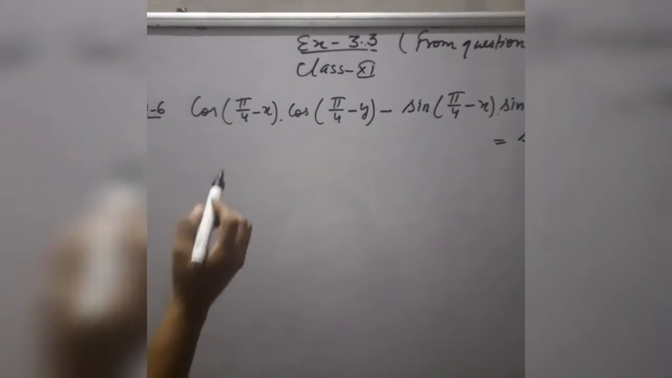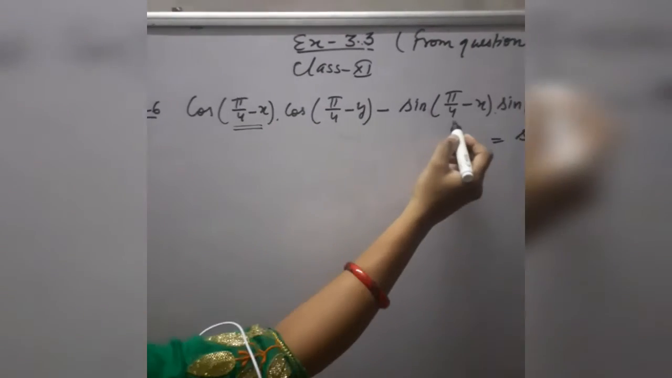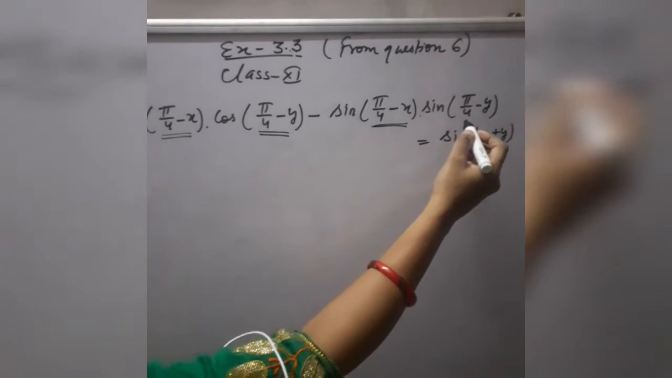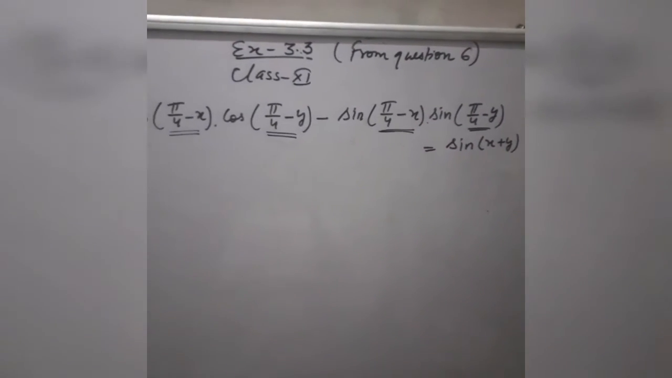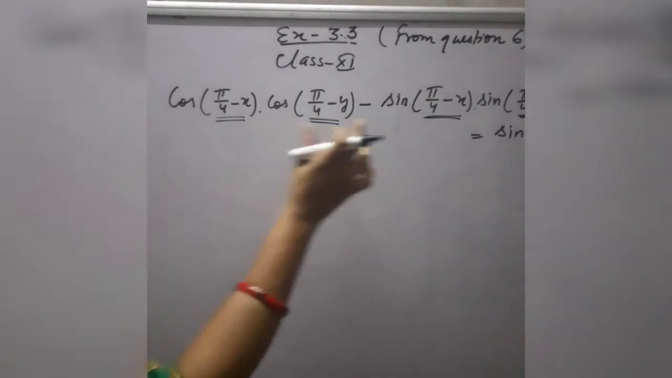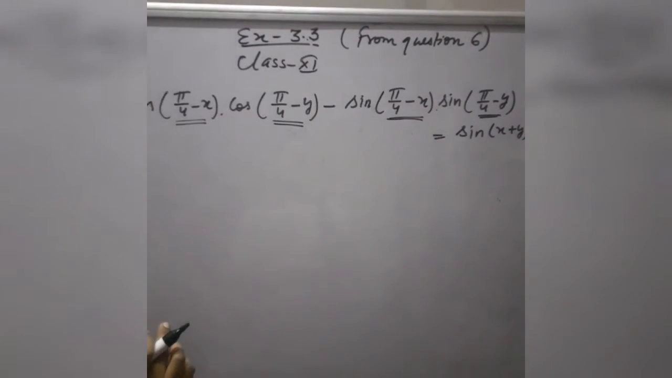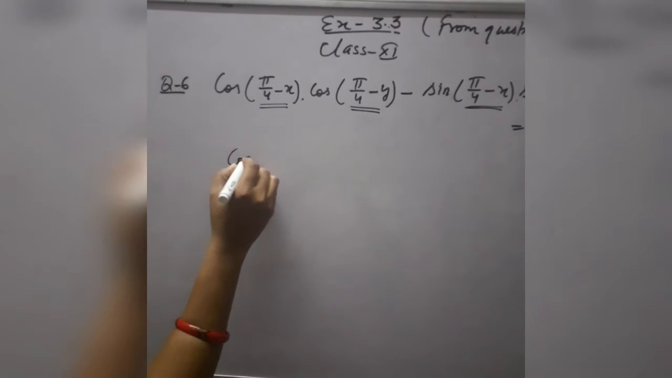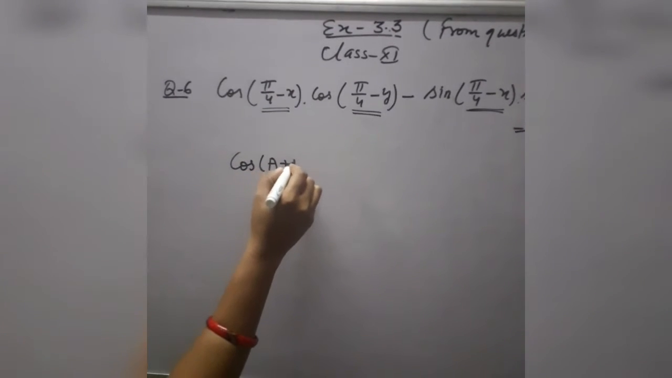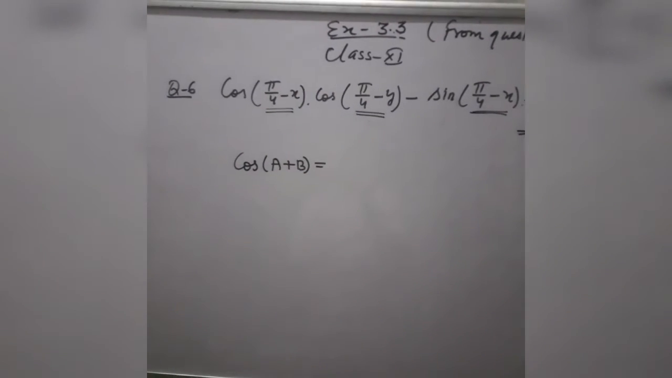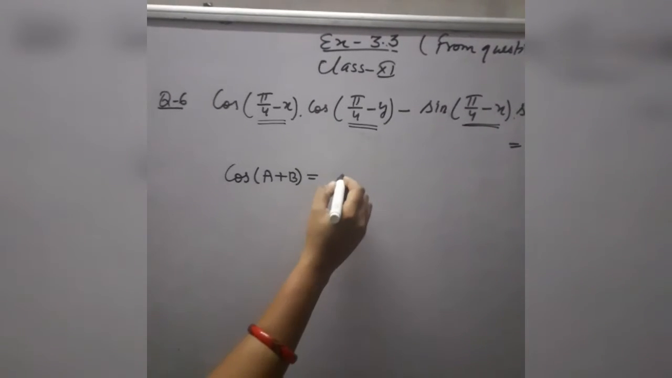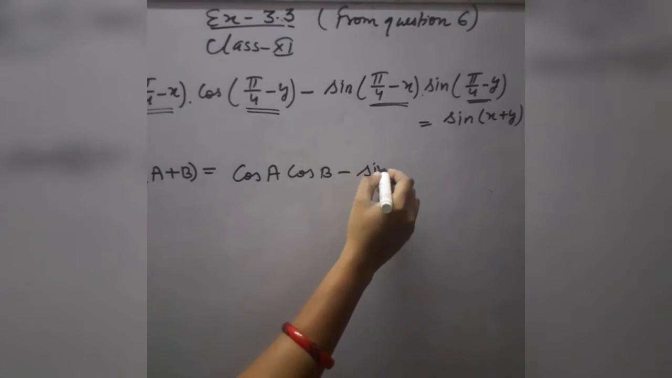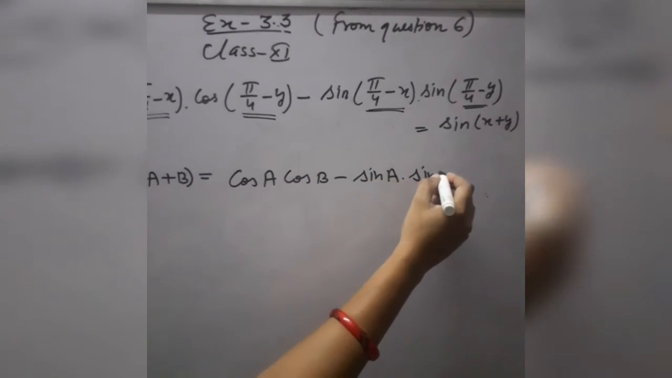If you see here, this angle is pi/4 - x, here also the angle is pi/4 - x, and the second angle is pi/4 - y. In this case also this angle is pi/4 - y, and two terms are cos and two are sine, and the minus sign is there. If all of you have learned all the formulas, then one formula is there for cos(a + b). Yes, what is the formula for cos(a + b)? Cos a cos b minus sin a sin b.